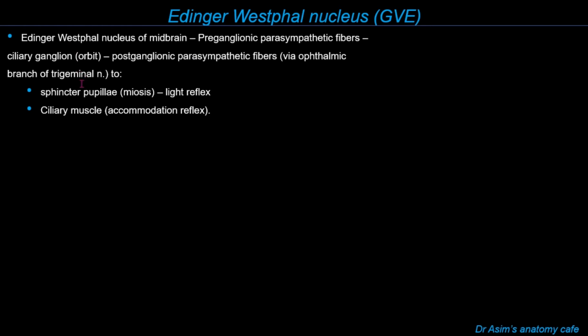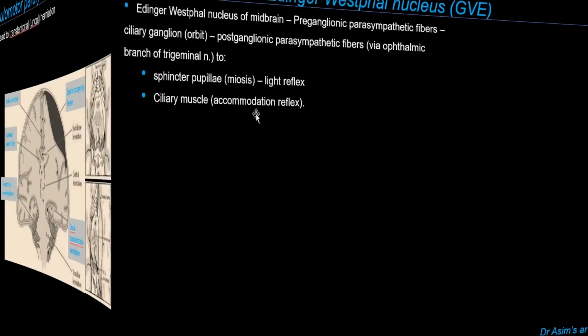The second structure innervated by the Edinger-Westphal nucleus is the ciliary muscle, and the contraction of the ciliary muscle helps in accommodation for near vision, which helps you in activities such as reading, writing, and so on, where you need to focus on close-by objects.